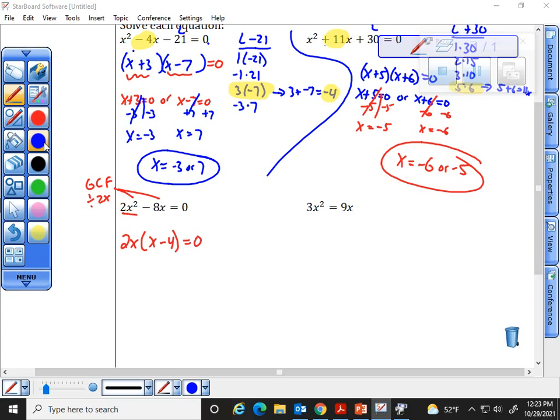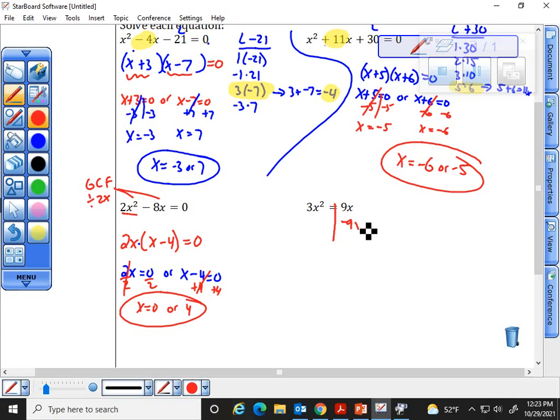Now I still have two things multiplied together equal to 0, so one of those things will have to be 0. I have to take into account that both are possible. So I'll divide by 2 on that first one and add 4 on the second one, and I'll get x equals 0 or 4.